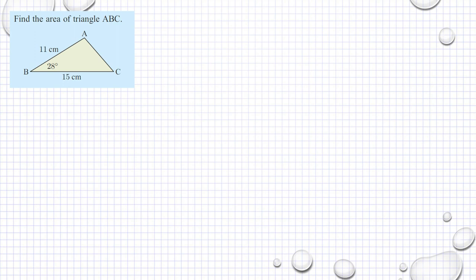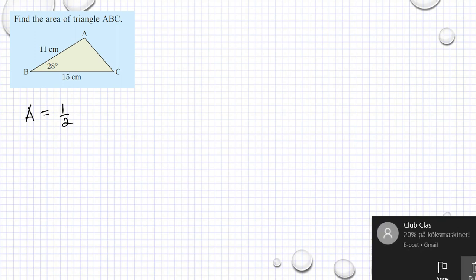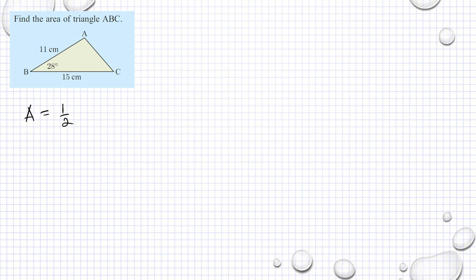Okay, let's take a look at some examples here. Find the area of triangle ABC. So we know that area is equal to 1/2 multiplied by the base, we have 15 centimeters, multiplied by another side, 11 centimeters, multiplied by sine of the included angle, 28 degrees.